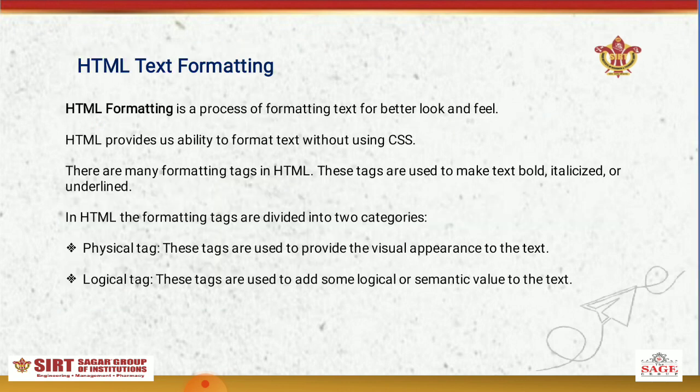HTML text formatting. HTML formatting is the process of formatting text for a better look and feel. HTML provides us the ability to format text without using CSS. There are many formatting tags in HTML. These tags are used to make text bold, italic or underlined. In HTML, the formatting tags are divided into two categories: physical tags and logical tags.